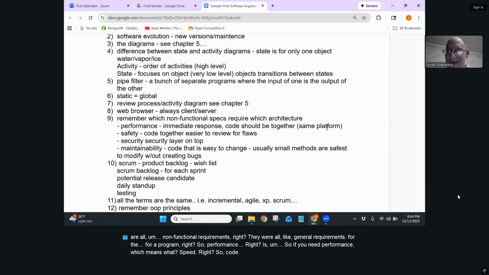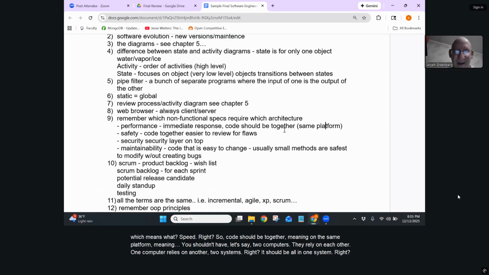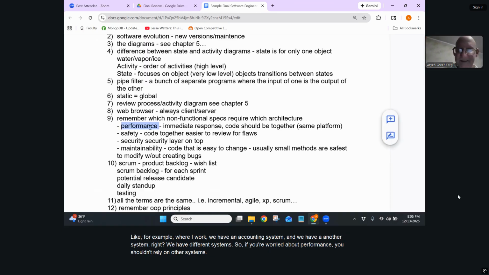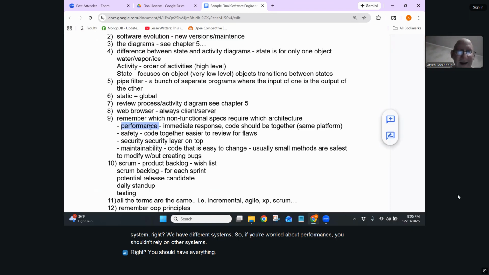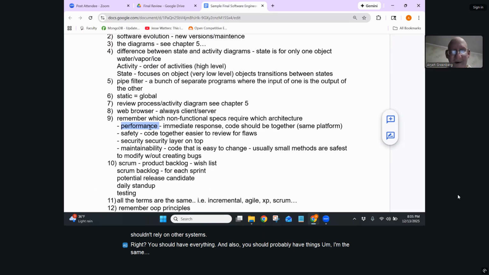So code should be together, meaning on the same platform. You shouldn't have, let's say, two computers that rely on each other, one computer relying on another, two systems, right? It should be all in one system. For example, where I work, we have an accounting system and we have another system, different systems. So if you're worried about performance, you shouldn't rely on other systems. You should have everything, and also you should probably have things on the same program, the same computer running together. You shouldn't be relying on programs running on other programs.